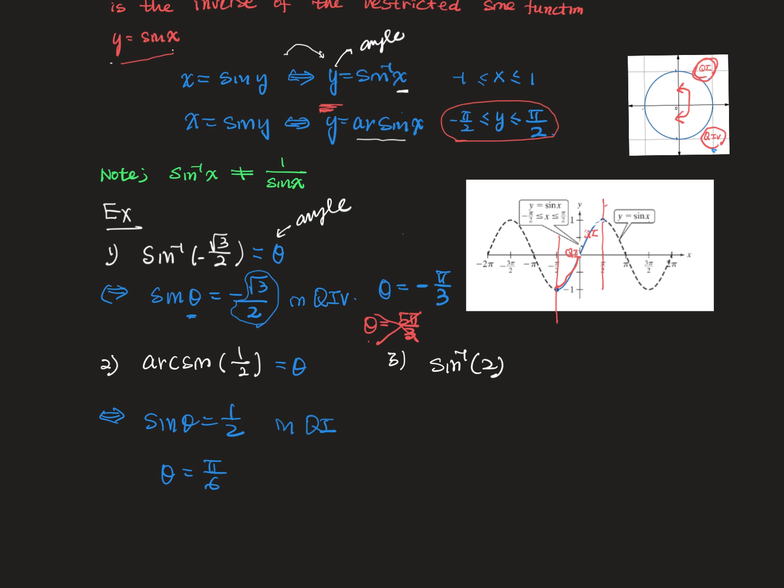Another one you should be careful with: arc sine of 2 is theta. We change the form: sine theta is 2. Can we have that? No, it's impossible, because the maximum of sine is 1. So no solution. Keep in mind that arc sine gives angles in quadrant 1 and 4. Quadrant 1 is positive, quadrant 4 is negative.